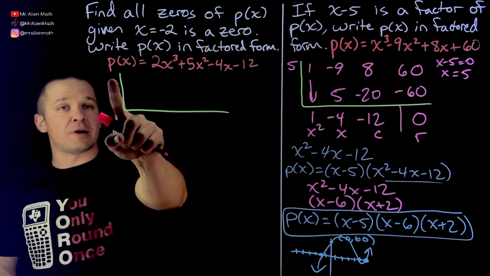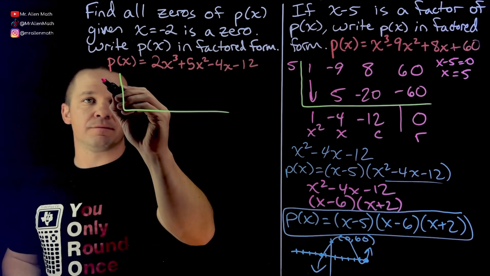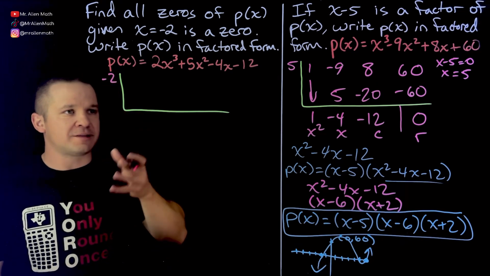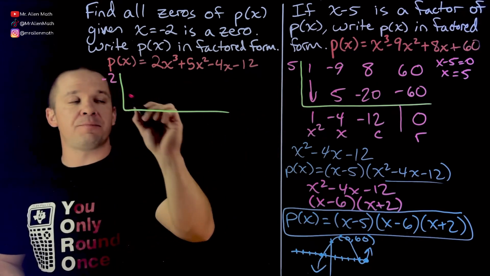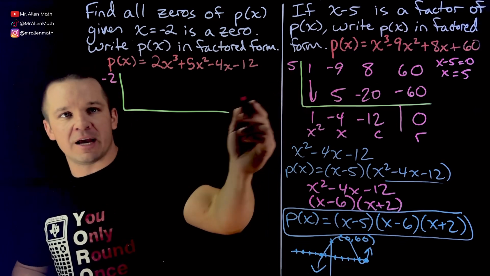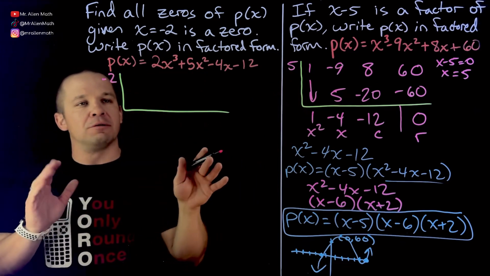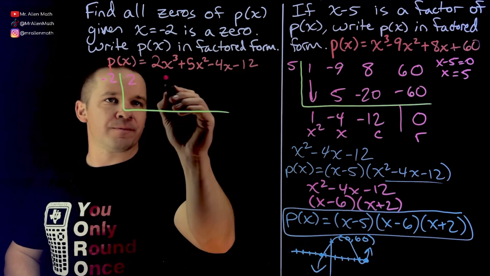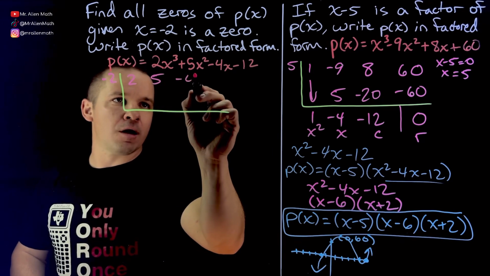But the number that goes right here is negative 2. I already know what x equals. It's what x equals that goes up here. So if I set that equal to 0, that's what I get. This is already equal to x, negative 2. Boom. Then I'll throw in the 2, the 5, negative 4, and negative 12.